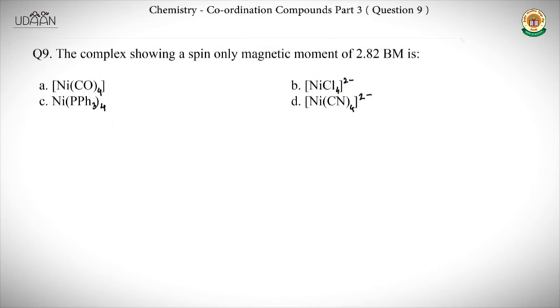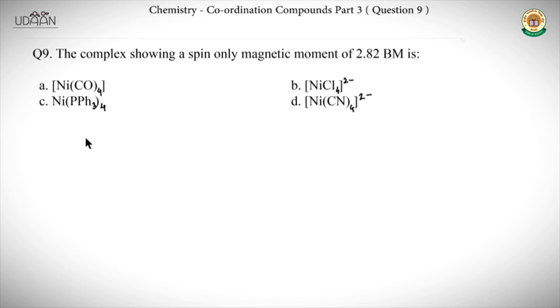Now let's cover a small numerical problem which is often asked in your JEE Mains exam. Question number 9 says: the complex showing a spin-only magnetic moment of 2.82 Bohr magneton is. So let's see how to find out the magnetic moment of any coordination compound which is given to us.